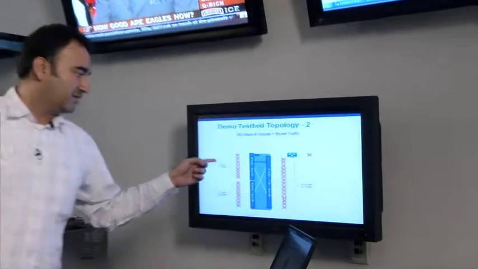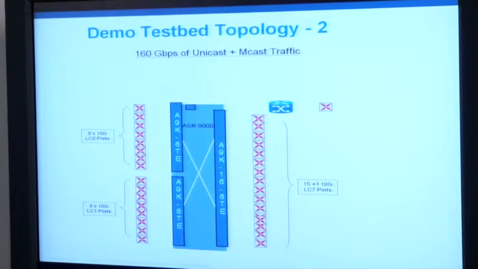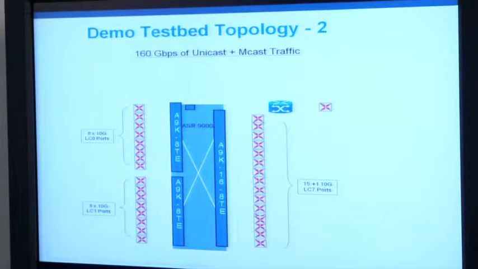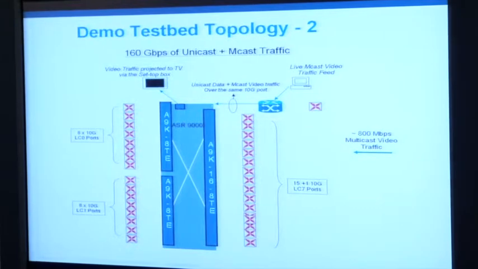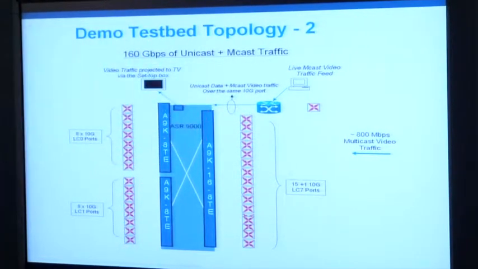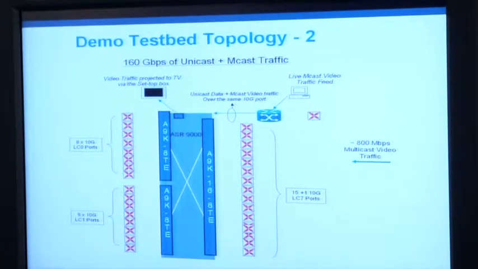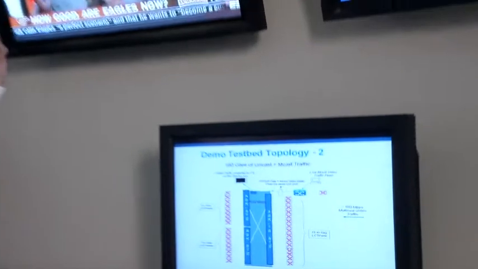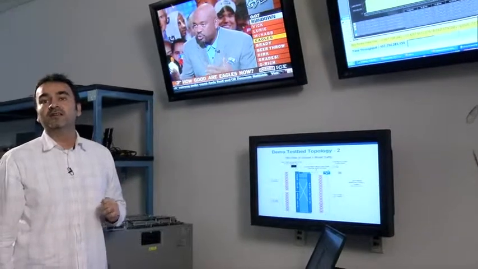I'll briefly go over the topology and the streams that will be used for this demo. We have two 8-port 10 gig line cards driving traffic across the 16-port 10 gig card. The first stream that's coming in is a live multicast video feed that's coming in through a 7600 router that's acting as a switch. The video traffic is forwarded to the 16-port 10 gig card, and from there it's forwarded out to the set-top box and onto the LCD display. So the video stream that you are seeing here is coming through this 16-port 10 gig line card.